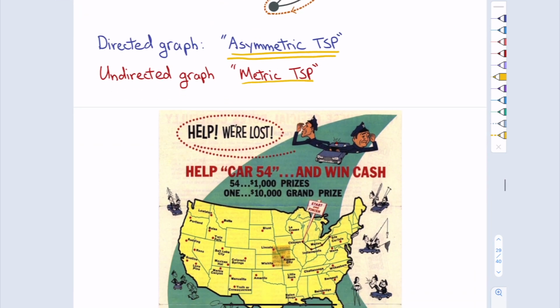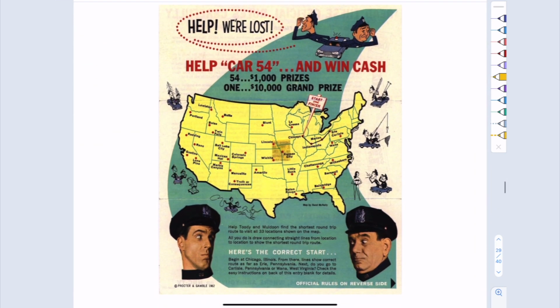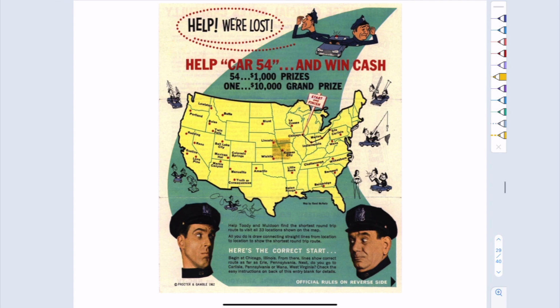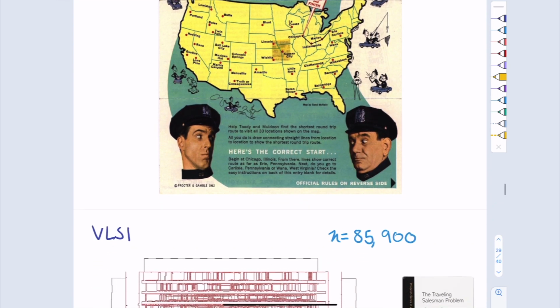Just for fun, I was going to note that this is a very famous problem. I'm sure you've heard of it. This is, I guess, some advertisement that Procter & Gamble put out in 1962, asking people to solve a certain traveling salesman problem, trying to figure out the best way to visit all the cities. But yeah, it's a very important problem.